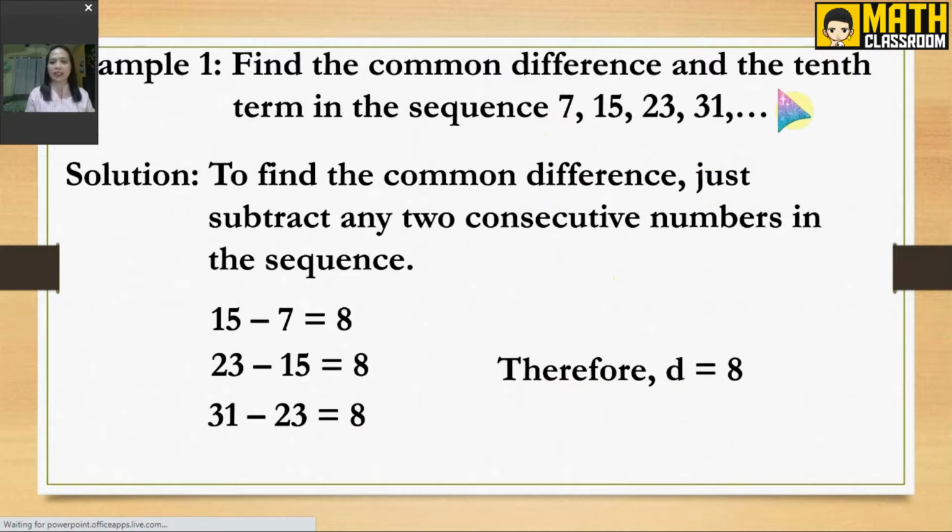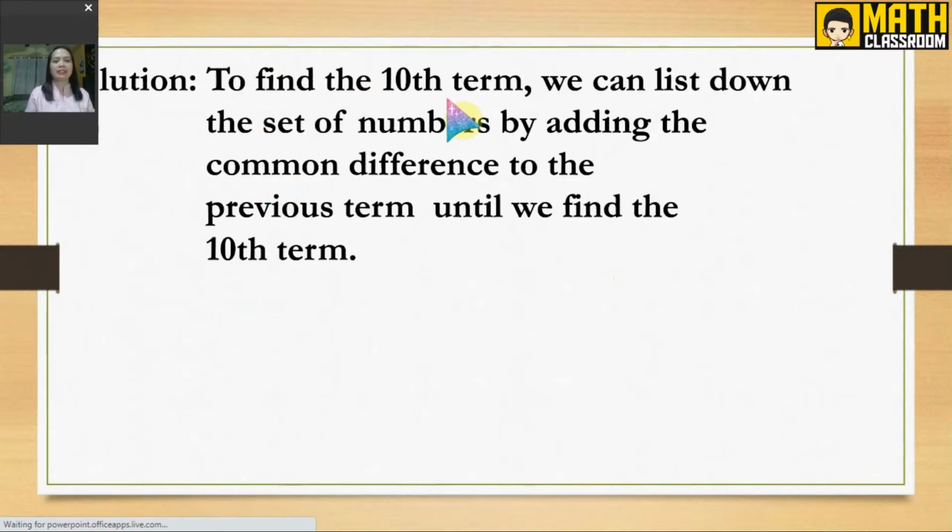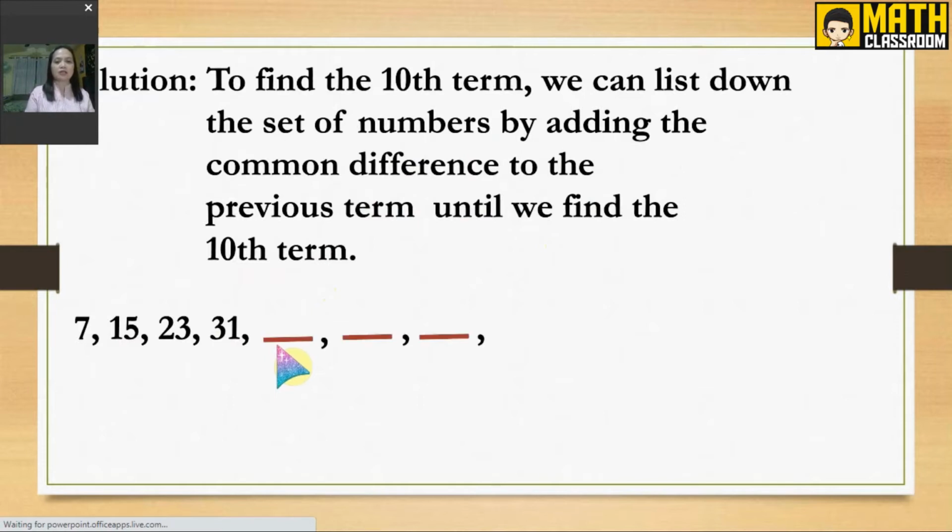Next, we're going to find the 10th term given this sequence. Okay, what are we going to do? To find the 10th term, we can list down the set of numbers by adding the common difference to the previous term until we find the 10th term. So let's have the first four terms. We have 7, 15, 23, 31. And then we're going to draw some blanks here until we get the 10th term. So we have 5th, 6th, 7th, 8th, 9th, and then we have the 10th term. And again, add the common difference. The common difference that we had is 8.